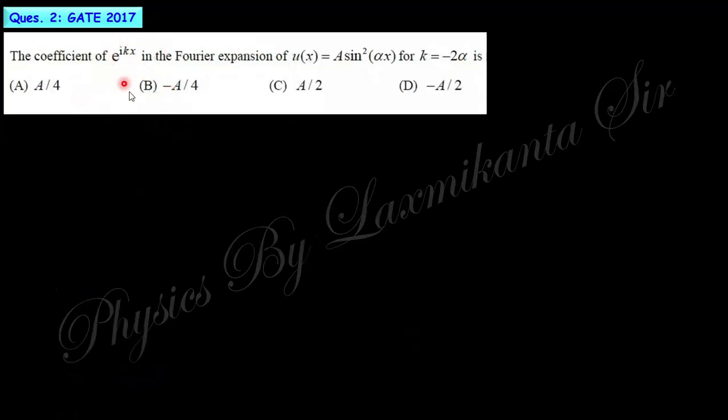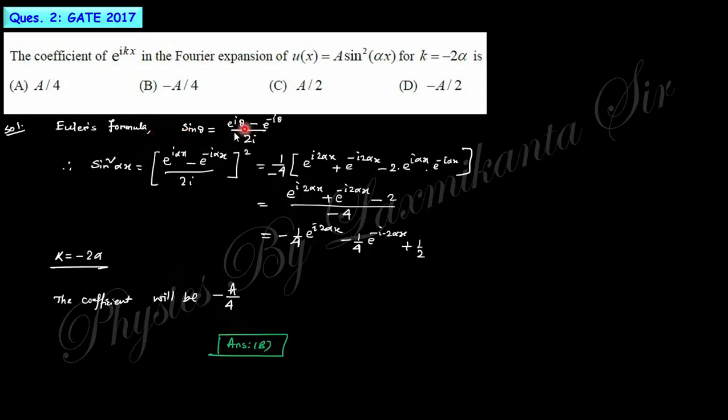Next question says: the coefficient of e to the power i k x in the Fourier expansion of u of x equal to A sin square alpha x, for k equals minus 2 alpha. So the Euler formula says that sin theta equals e to the power i theta minus e to the power minus i theta by 2 iota. So sin square alpha x is nothing but (e to the power i alpha x minus e to the power minus i alpha x) by 2 iota, whole square. So this gives 1 by minus 4, because iota square is minus 1, and this whole square gives you a square plus b square minus 2ab. So this gives you this one, just multiplied by minus 1 by 4.